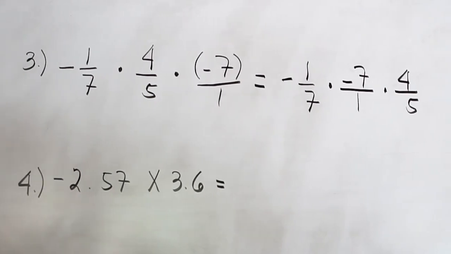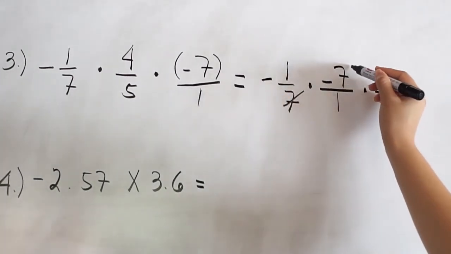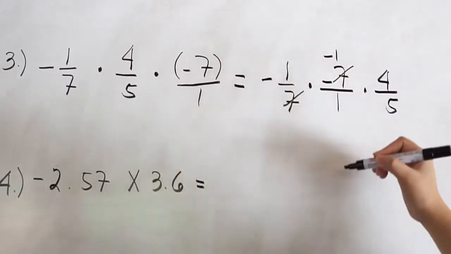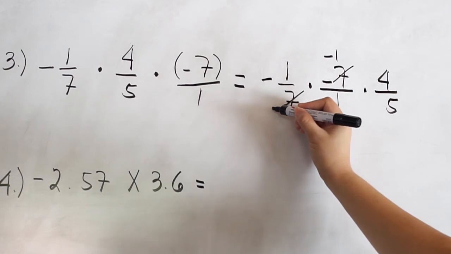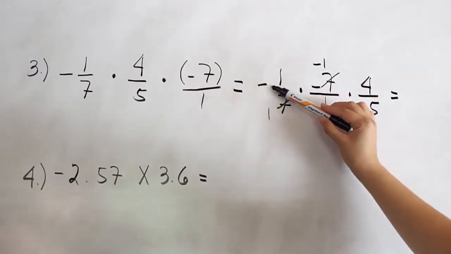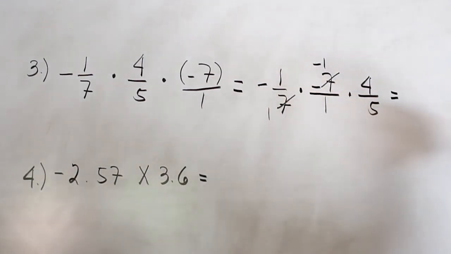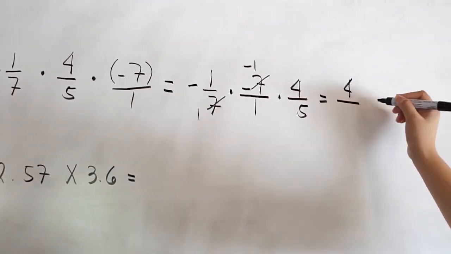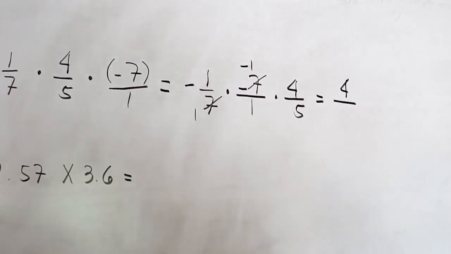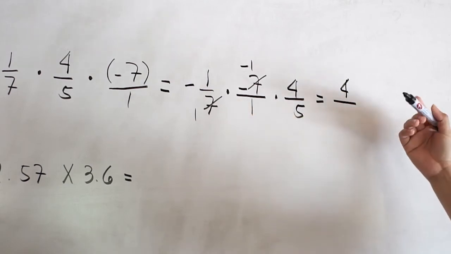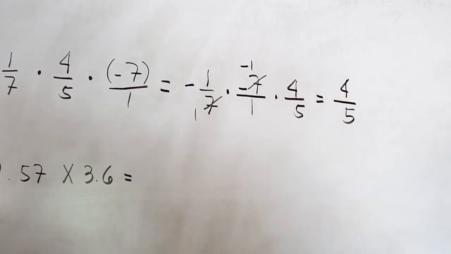So, we can now use cancellation method. 7 becomes negative 1 and then negative 1. So negative 1 times negative 1 times 4 is positive 4 over negative 1 times negative 1 times 5 is positive 5. So that is your final answer.